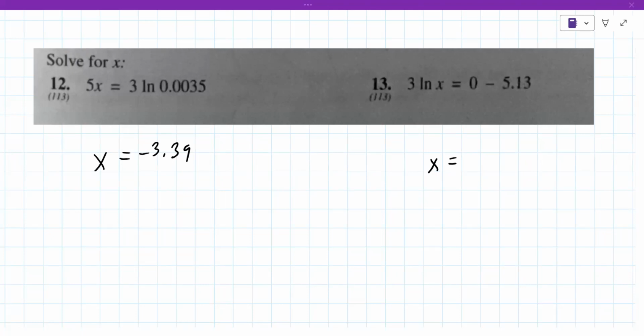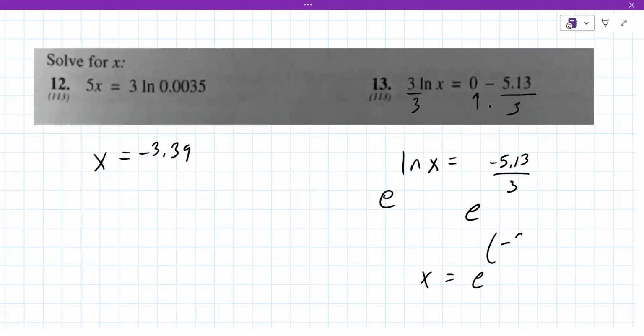I get 0.54. You got something different here. So this is the 0 here. You're dividing by 3. So it's natural log of x equals minus 5.13 divided by 3. And then you undo ln with e. So make sure all of that's in the exponent.